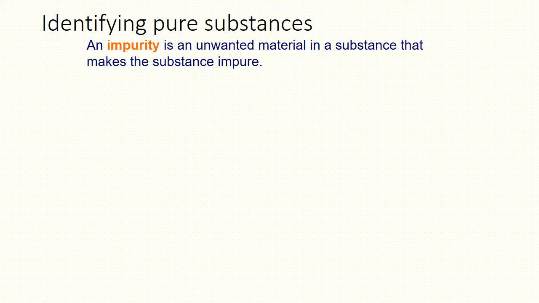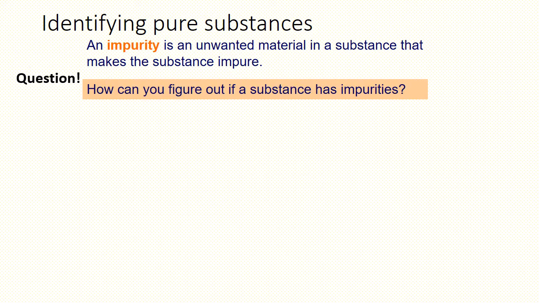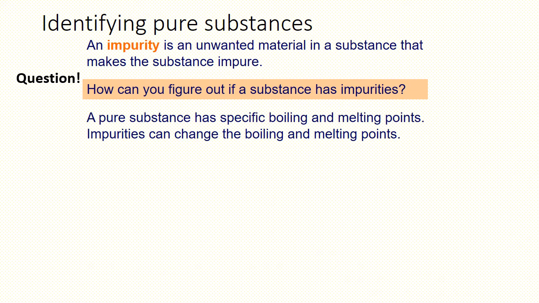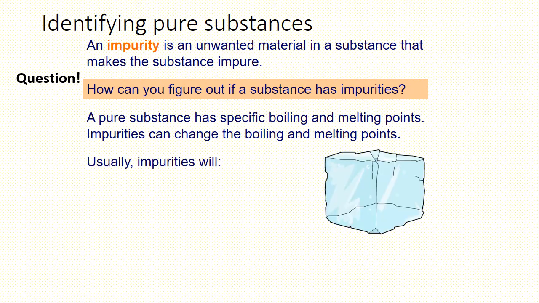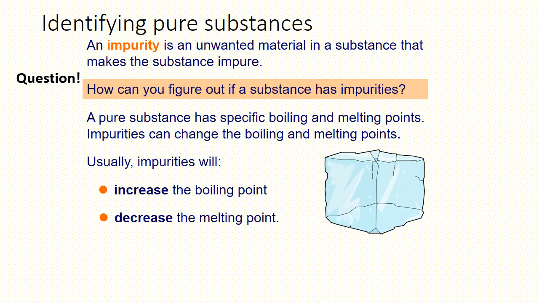So we can identify pure substances using some very simple techniques. If a substance isn't pure, that means that it's got impurities. So what we want to think about is how we can identify whether a substance has impurities. We can do that by looking at boiling point and melting point data, because if there are impurities in a substance, then generally the boiling point increases and the melting point decreases. So it changes the melting and boiling point of a substance.